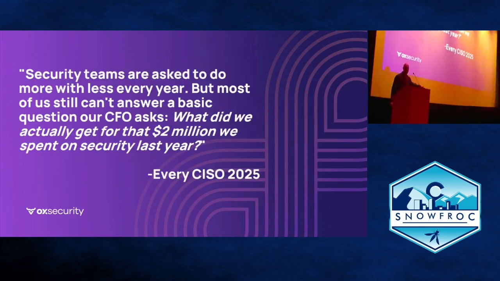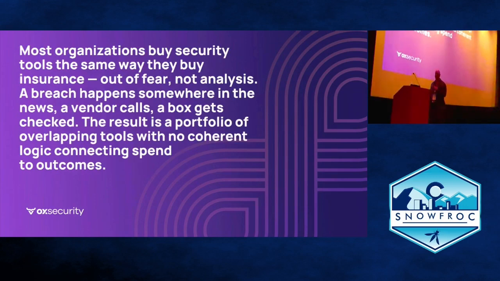So with this one, security teams are asked to do more and more every year, but can't answer the basic question the CEO or CFO asks: what did we actually get? The problem is, if you have a good security program and things are working well, it's quiet. If it's quiet, the board of directors are asking, are we getting our value? I mean, we don't see anything. They cut that value back, then they have a breach. So that's inevitable. All right, next one.